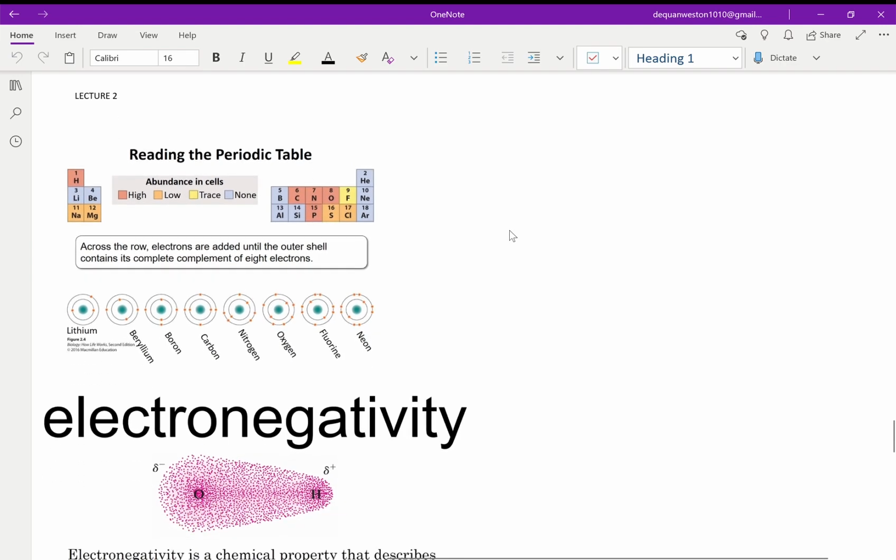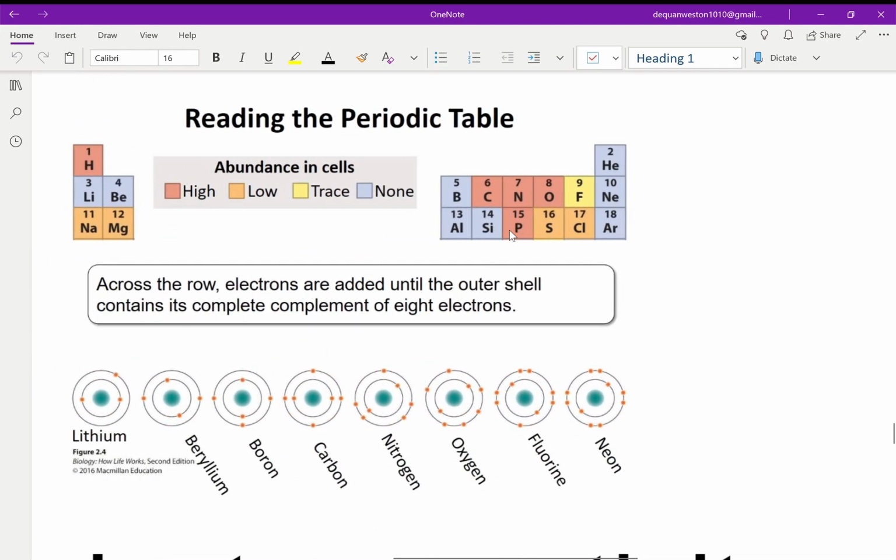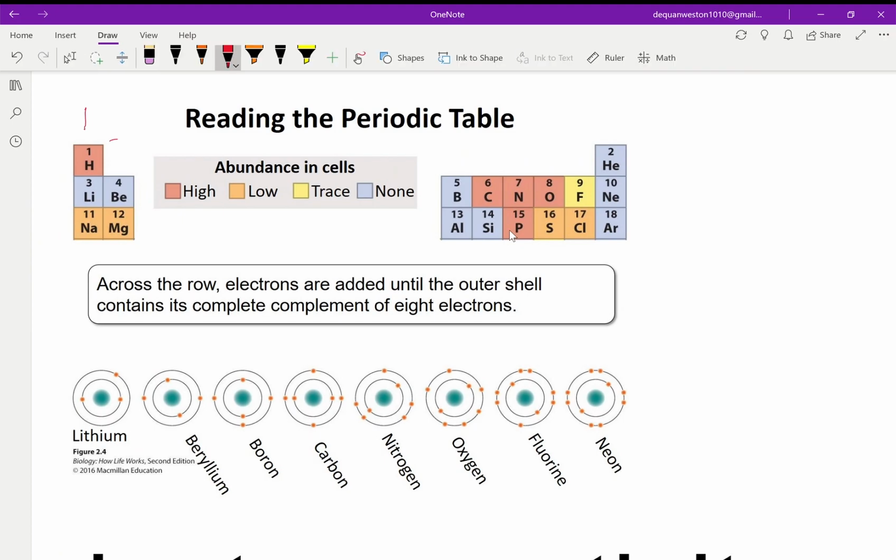So we're going to start with reading the periodic table, and all of these are just slides that I've pulled out of the lecture. Alright, so when we're looking at this, you'll want to look at your groups, and you can kind of think of them as being numbered as such. And remember that every element wants to have a full valence shell. So all of these right here are going to want to have 8 in their valence shell.